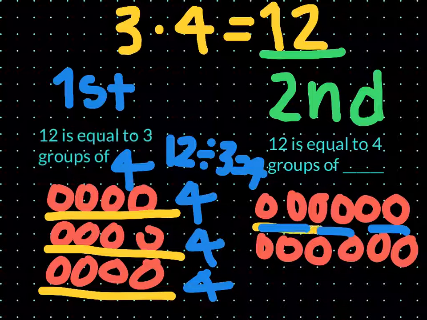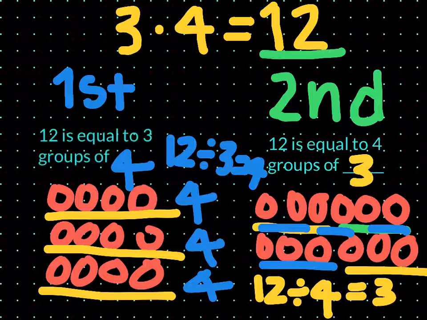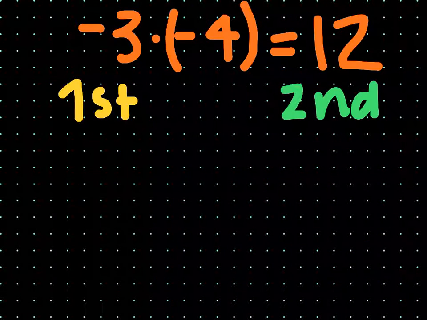Let's try 3. So we have 3 here, 3 here, 3 here, and 3 here. Well, that is 4 groups, so let's see how many are in each one. 3, 3, 3, 3. Okay, well, 12 is equal to 4 groups of 3, or 12 divided by 4 equals 3. Great job, guys. Okay, next we're going to divide integers with different signs again, but they want us to rewrite the product as a quotient in 2 different ways.